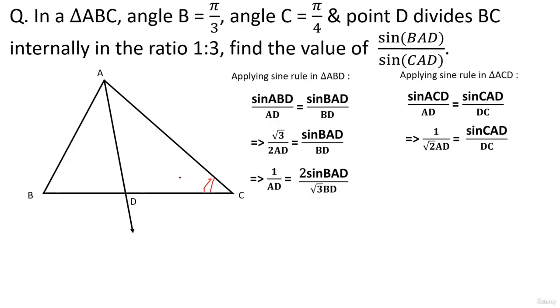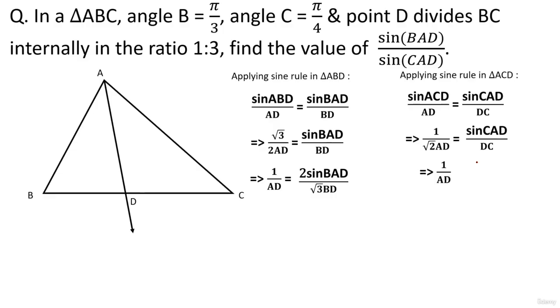अपने को pi by 4 और 45 degrees दिया हुआ है, right? We have seen the conversion just now. Divide pi and 180 both by 4, we get pi by 4 equals to 45, right? So sine 45 upon AD will be same as sine CAD upon DC, right? This is the sine rule. This is what we get.